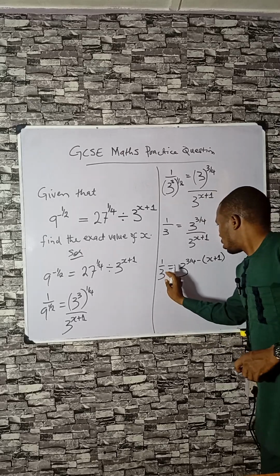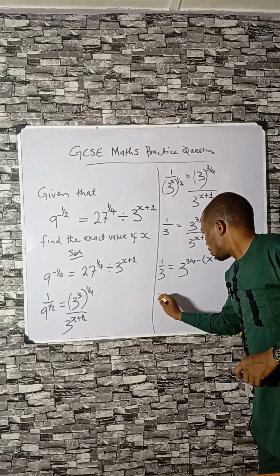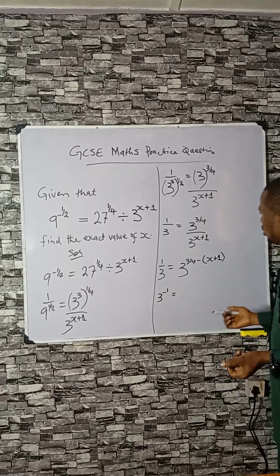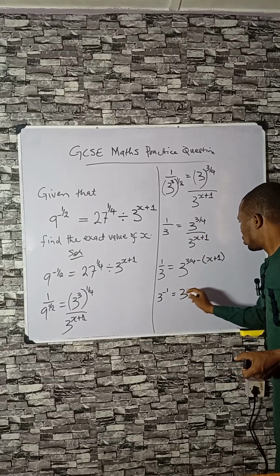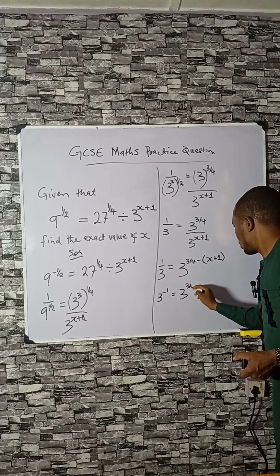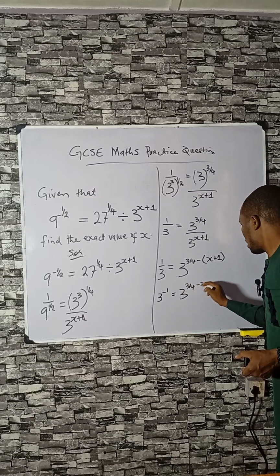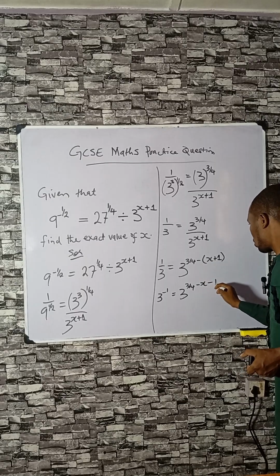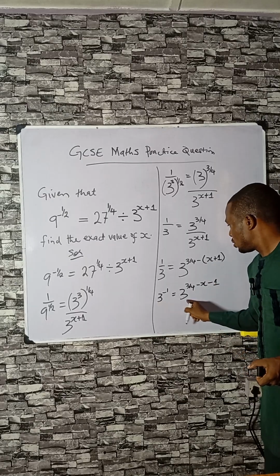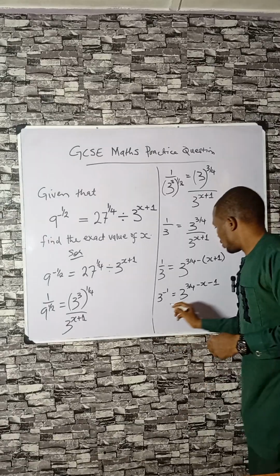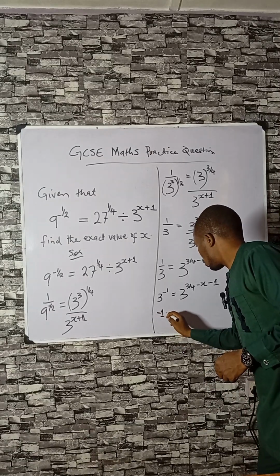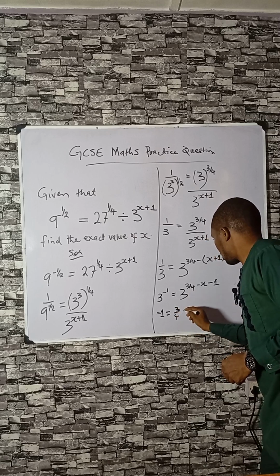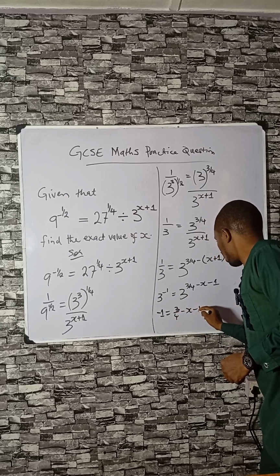Now 1 over 3 is 3 raised to the power minus 1 equals to, now if you check closely, without doing much, this you have minus x, they have here as minus 1. Now they have the same base, so we can equate the power. So we have here minus 1 equals 3 divided by 4 minus x minus 1.